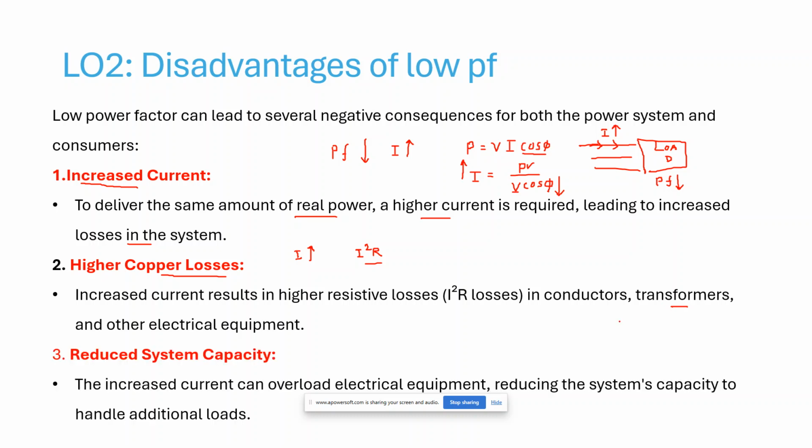And what else happens with increasing current? Increase in current can overload electrical equipment. If you have a transformer or a transmission line, it may happen that the transformer or the transmission line is overloaded. So it will reduce the system capacity.